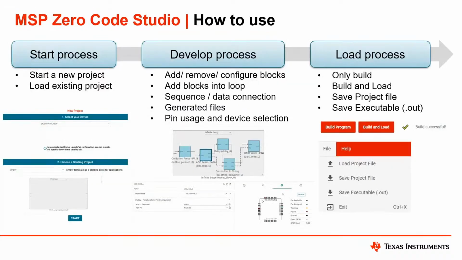Next, we will get into the details of how to use the Studio. The process can be split into 3 simple buckets: start, develop, and load. On the start side of things, all you have to do is click on the device that you want to use. Say you want to start with our Launchpad MSPM0L1306. Then you would just have to click it in the dropdown. Then next, you start either a new project or load an existing project. TI also provides multiple examples as well to use as a base.